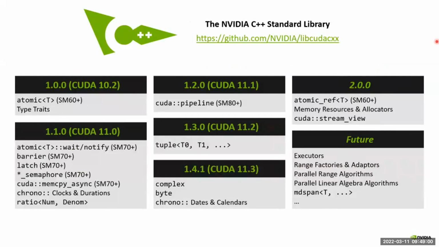And CUDA C++ is available not just in our HPC SDK, but also available on GitHub. And you can see here many of the features as they became available over time, and some of the features that we'll be working on into the future.